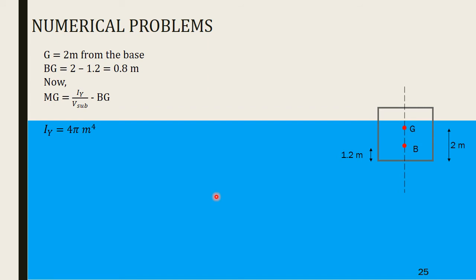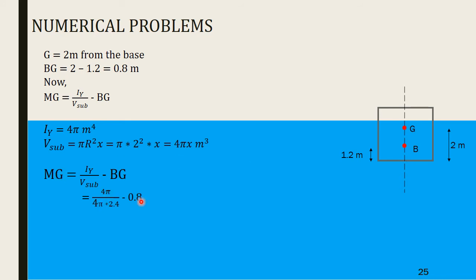Iy has been calculated to be 4π meter raised to 4, and volume of the submerged portion is given as πr²x, which is π into 2 squared into x, which is 4πx meter cube. X is already known. If you want, you can simply substitute the value of x and find out the value, or you can put it in the fraction and again substitute. So MG is Iy by volume of the submerged portion minus BG.